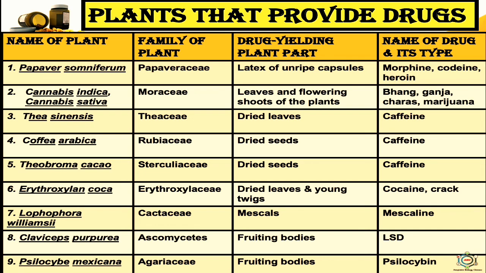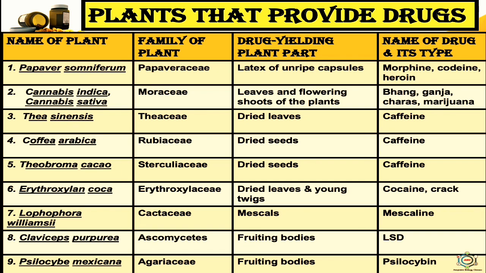Erythroxylon coca, that is Erythroxylaceae family, dried leaves and young twigs used, and the examples are cocaine and crack. Next is Lophophora williamsii from the family Cactaceae, and the drug yielding plant part is buttons, and the name of drug is mescaline. Now the name of plant is Claviceps purpurea, and the family of the plant is Ascomycetes. Drug yielding plant part is fruiting bodies, and the name of drug is LSD. And the last is Psilocybe mexicana from the family Agaricaceae, and the drug yielding plant part is fruiting bodies, and the name of drug is psilocybin.